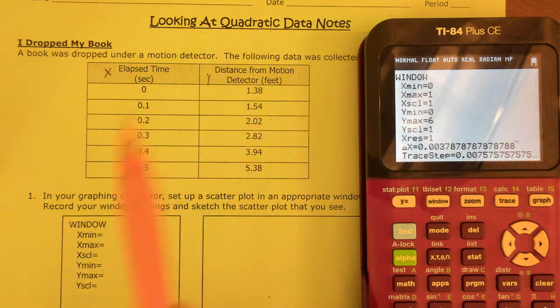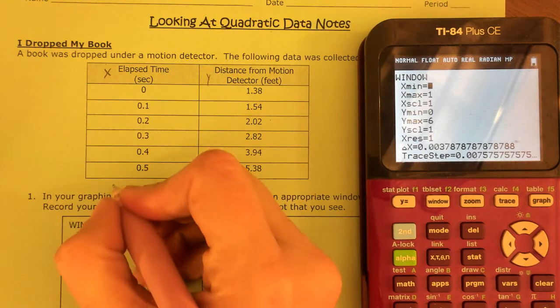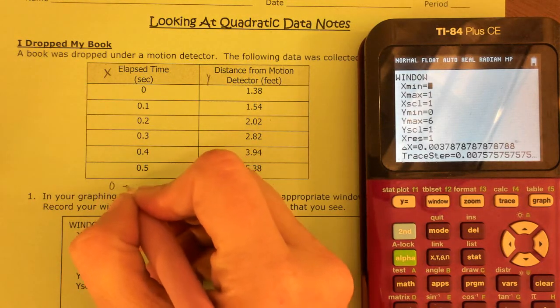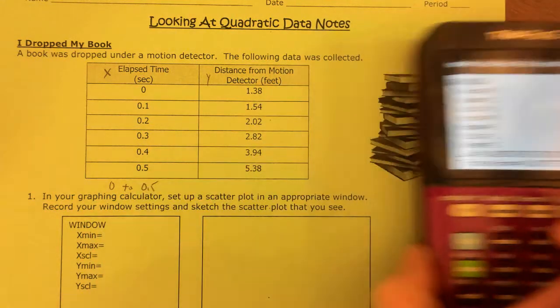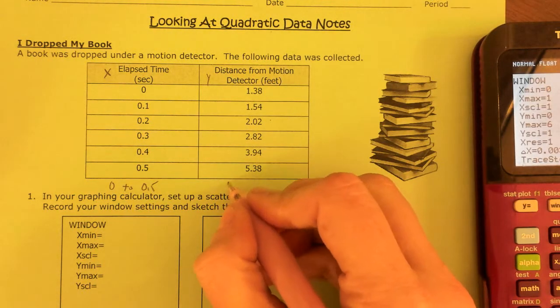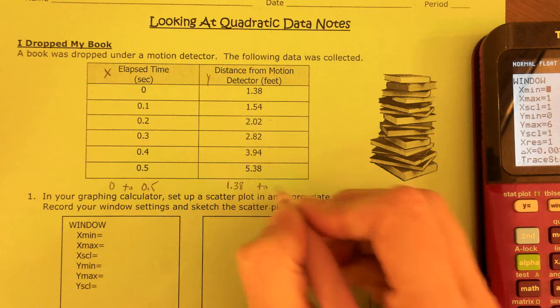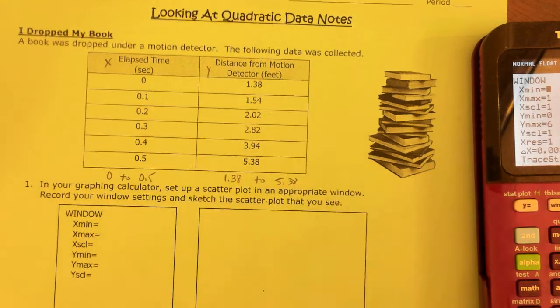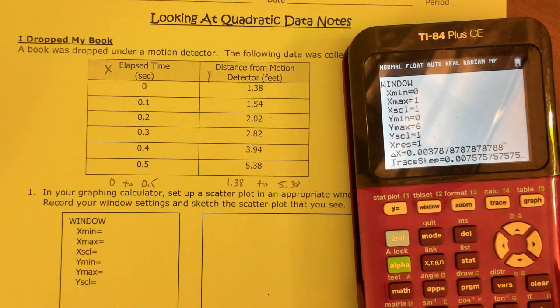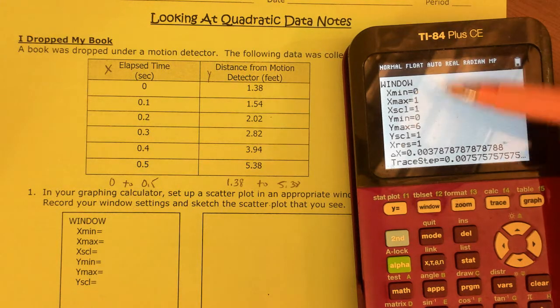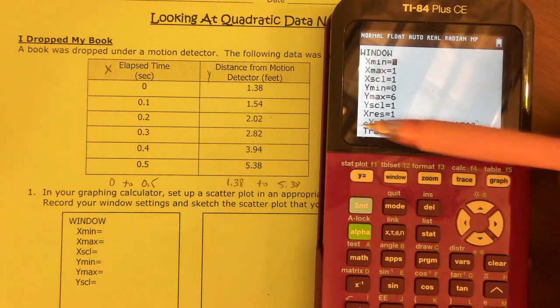Now, when I look at the data I have here, my x values go from 0 to 0.5. And my y values go from 1.38 to 5.38. So in order for me to be able to see those values, I need to make sure that I have them framed properly. That's why I'm going to change my window settings.